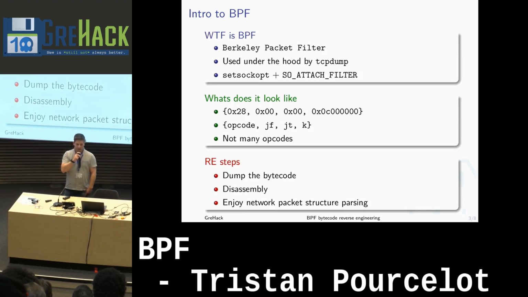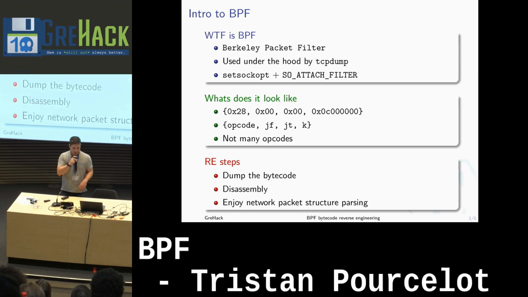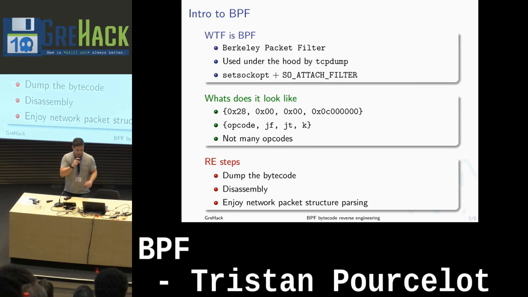BPF is Berkeley Packet Filter. It's what's used by tcpdump when you select the port, protocols, etc. And what does it look like? It looks like 3 bytes on a DWORD. It means the opcode, jump if false, jump if true, and constant arguments. There are not many opcodes, they are documented.